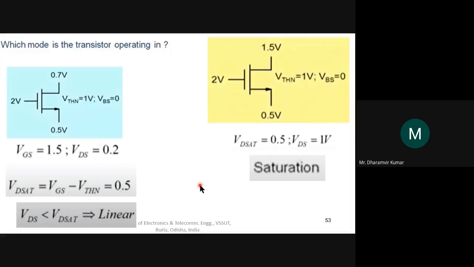Yeah, class, students, everyone. So there are two steps basically in determining the region of operation. First, you decide whether the device is on or off, and after deciding that, if the device is on, then go for deciding whether the device is in linear or saturation. Okay.